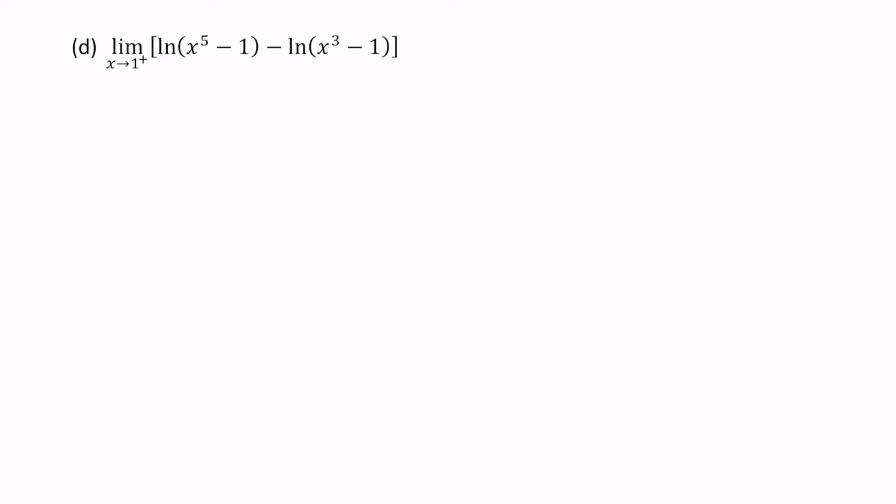We have the limit as x approaches 1 from the right of the natural log of x to the 5th minus 1 minus the natural log of x cubed minus 1. So let's look at these separately and see what kind of form we have. So the limit as x approaches 1 from the right of ln of x to the 5th minus 1.